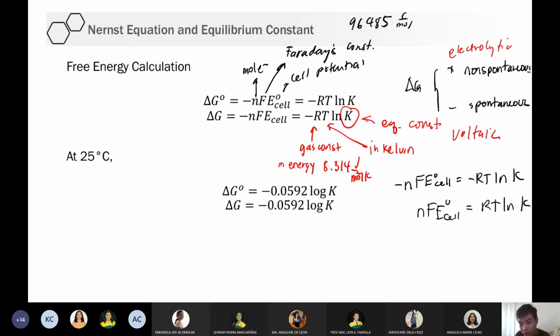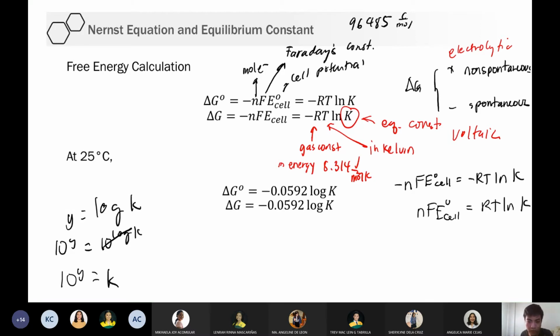The problem here is that the K is inside the ln function. Nasa loob siya ng ln function. Ano gagawin ko? Ang alam natin, kapag log K, pag gusto mo kunin yung K, ano gagawin mo? You make this equation the exponent of base 10, di ba? Gawin mo 10 raised to y equals 10 raised to log K. Magka-cancel yung 10 pati yung log, sabi ng algebra. So, makukuha mo yung K, di ba? So, K is equals to 10 raised to y, sabi ni algebra.